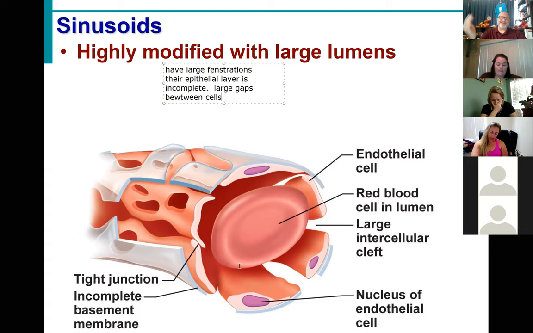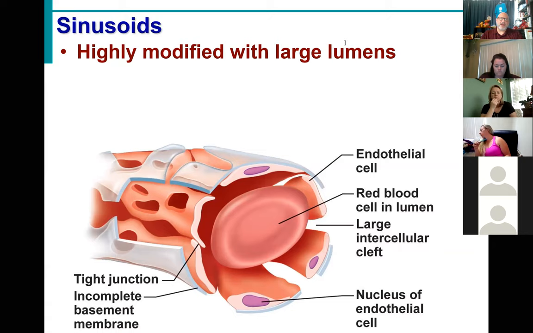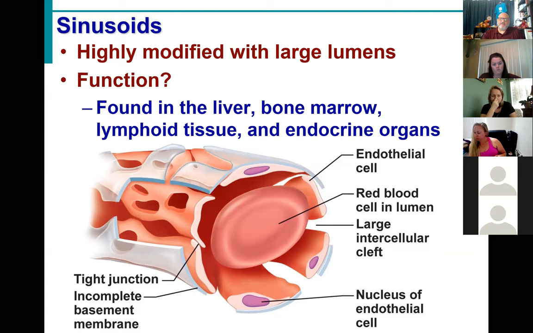Now, if we're going to have big, large, fancy sinusoid capillaries like this, where might be one of the locations we would want it so that we could get new blood cells into it? Bone marrow, excellent, in the bone marrow, right? If we wanted to get rid of red blood cells and recycle them, where might we want to do that? Spleen and the liver, excellent. So those are the types of places where we're going to find this highly specialized, highly modified capillary, these sinusoid capillaries: places like the liver, the bone marrow, lymph nodes, spleen, and even some endocrine organs where we can get large amounts of hormones into them.